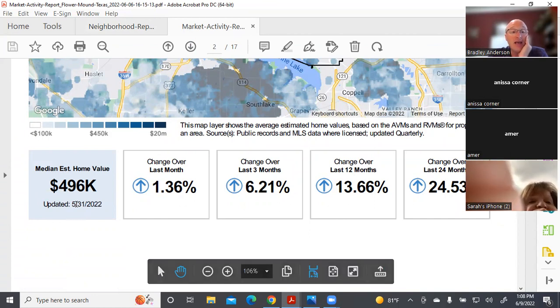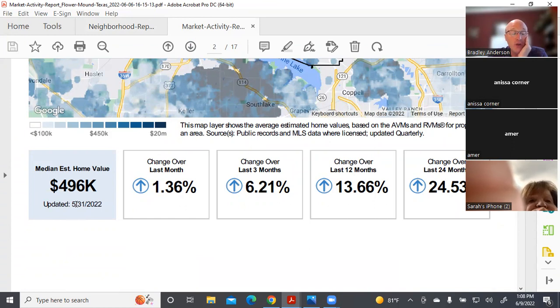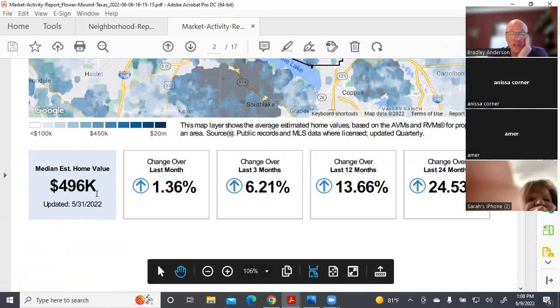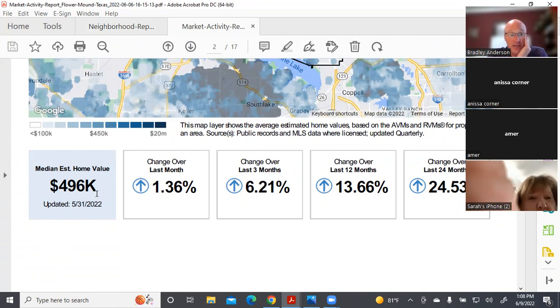The median estimated home value is $496,000 for the entire town of Flower Mound. Now let's just break that down for a second. So what is median? Median is the halfway point. So think of the median of a highway. Half of the traffic is on one side, half of the traffic is on the other side. Okay, so this is the middle point. So half of the inventory is going to be above that value, half will be below.